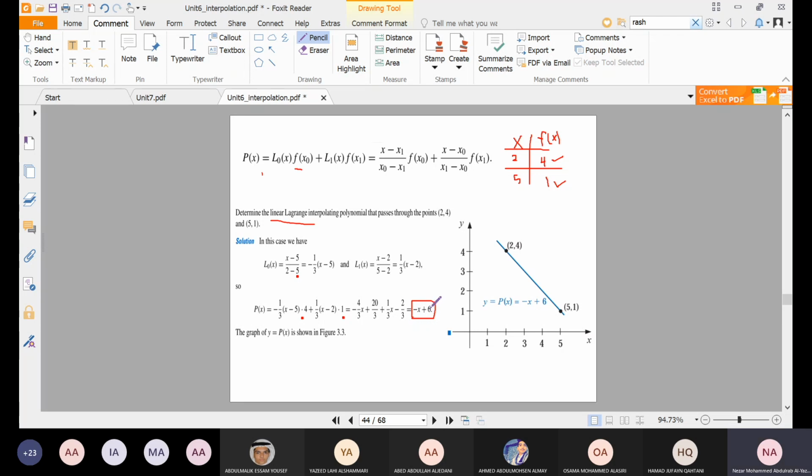Okay, so this is the polynomial, or the equation, or the curve fit by using this data. If I have this data, I can get this equation. And this graph just represents the Lagrange interpolation polynomial, or the curve fit of these points by using the Lagrange method, to give us this line or straight line equation.